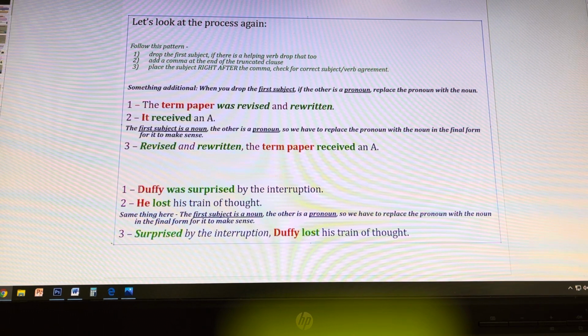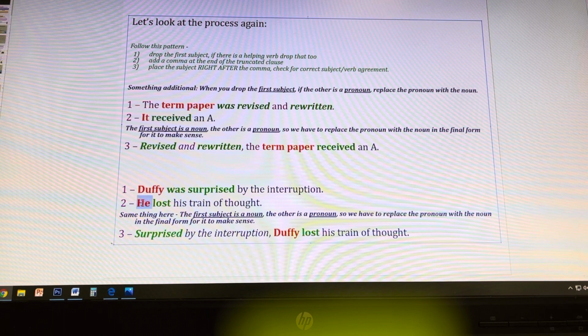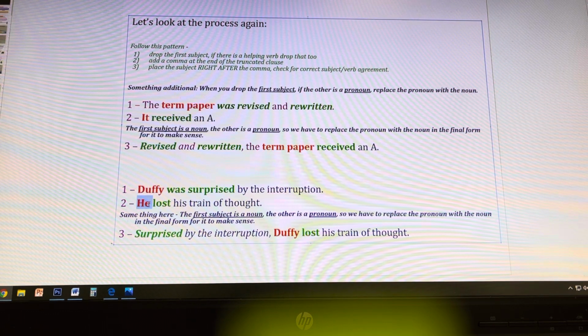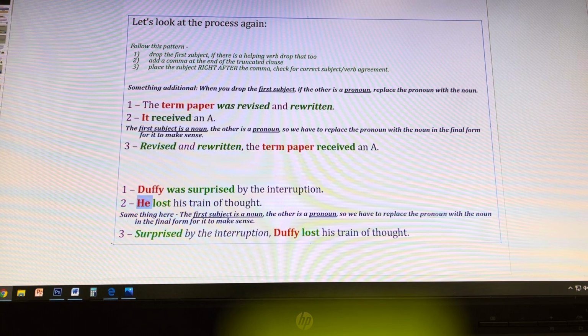So let's look at the second. Duffy was surprised by the interruption. He lost his train of thought. So the word he, the pronoun he, is a replacement for the proper noun Duffy. So Duffy is this person's name. We could say Duffy was surprised by the interruption. Duffy lost his train of thought. That's what it actually means. It sounds silly that way though.